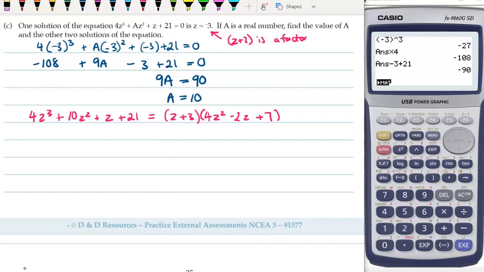So now we've got the quadratic factor, we can solve that. We're setting 4z squared minus 2z plus 7 equals 0 to find our other two roots. So z is minus b, which is 2, plus or minus the square root of b squared, so that's 4, minus 4ac, all over 2a.